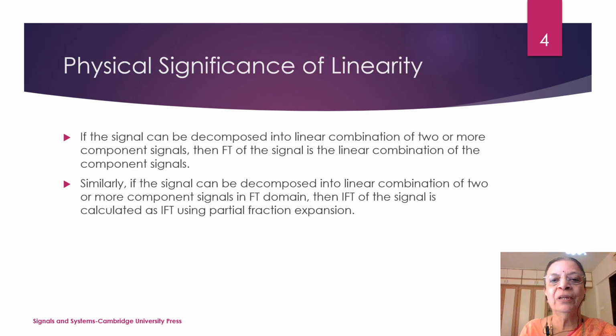Physical significance of linearity. We can divide the signal into a combination of two or more component signals. We can scale it and add it up, and then we can find Fourier transform of each component separately and then linearly add it to generate the Fourier transform of the combination. Similarly, if the signal can be decomposed into a linear combination of two or more component signals in Fourier domain, then inverse Fourier transform can also be calculated for individual components, and this is what we do when we are using partial fraction expansion.